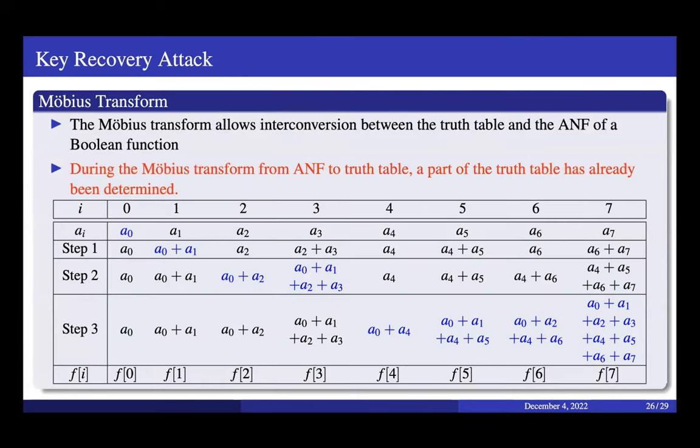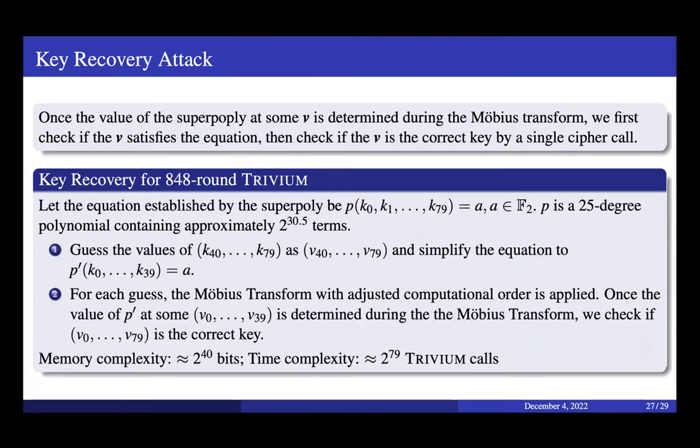The remaining problem is how to mount a cube attack using superpolys involving four secret variables. First, we observe that during the Mobius transform from ANF to truth table, a part of the truth table has already been determined. This observation allows us not only to determine a candidate key during the Mobius transform, but also to check whether the candidate key is the correct key, compared to the conventional method of creating a table first and then querying it. This observation can help us save the querying cost.